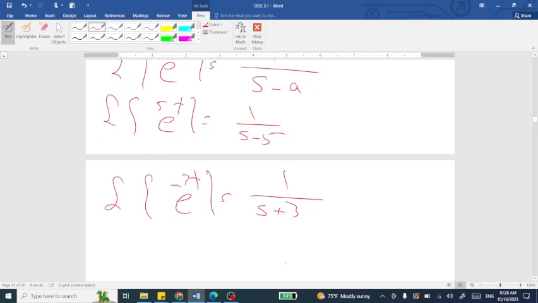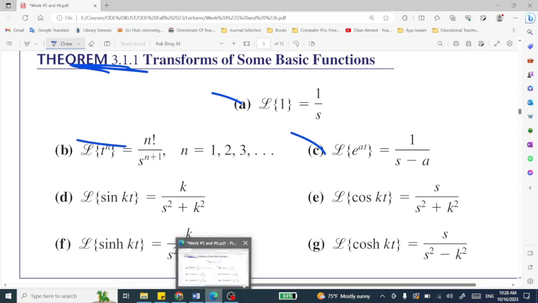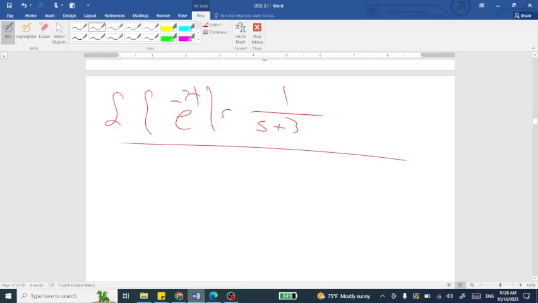I think it's easy. So 1, 2, 3 are easy. Look at the 4th and 5th one.